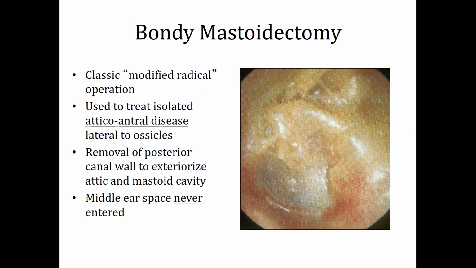A Bondy mastoidectomy is kind of a fallen-out-of-favor concept. This was under the rubric of a modified radical operation. It was typically only used to treat isolated attic and antral disease, and it's usually just lateral to the ossicles. People would basically just exteriorize the canal, doing a little exteriorization, like an atticotomy. These are pretty rare to see because the middle ear space is usually not entered.